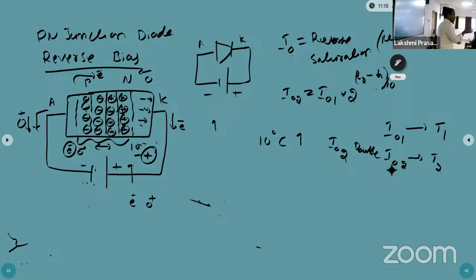Now, if you keep increasing the reverse voltage, at a certain voltage, listen, the junction will break. That voltage is called the breakdown voltage of the PN junction diode. At a certain reverse voltage, the PN junction will get damaged. That reverse voltage is called the breakdown voltage of the PN junction diode. If the PN junction breaks down, then what will happen?